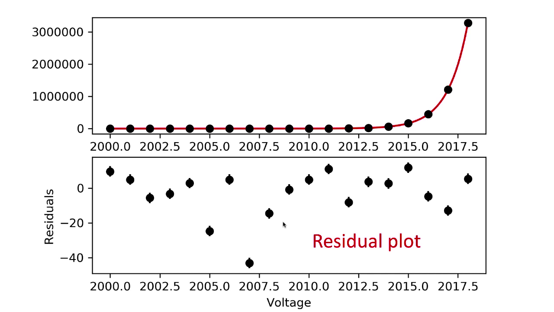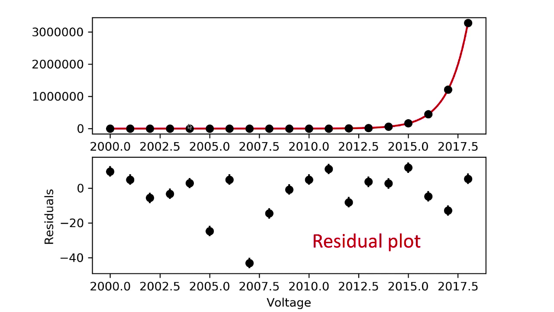You couldn't complain about that. But the reason that you think it's a good fit is because the auto-scaling means you can't see the discrepancies. Down here is the residual. This is the difference between the data and the model. And now you can see it's not quite so perfect. In particular, there seems to be something funny going on around 2005 and 2007. The data is quite a bit lower than the model.